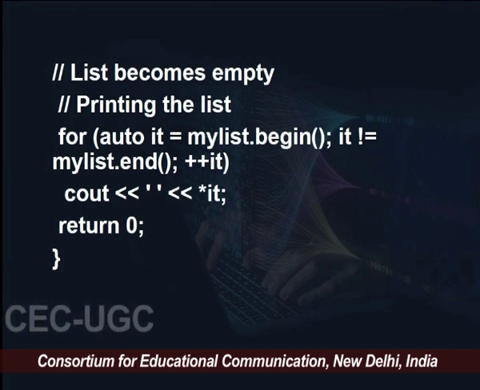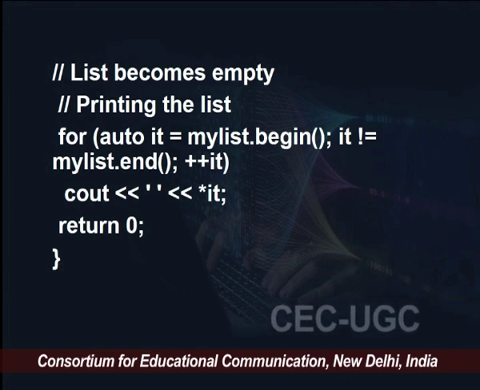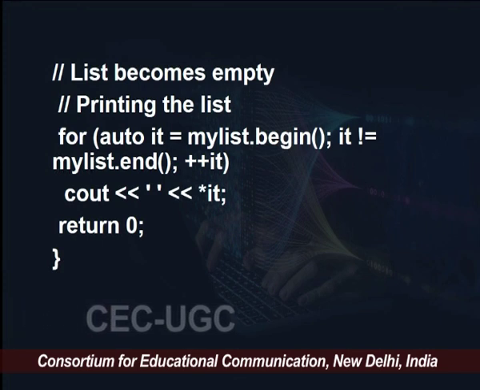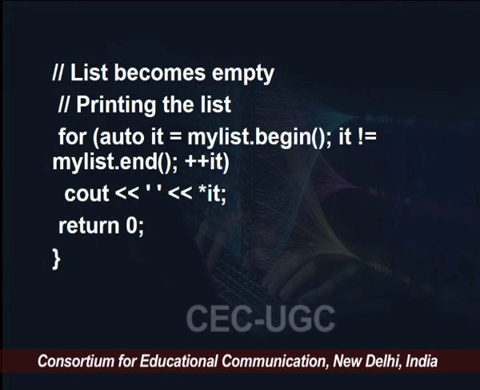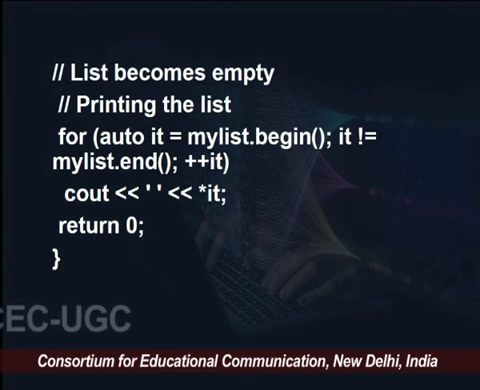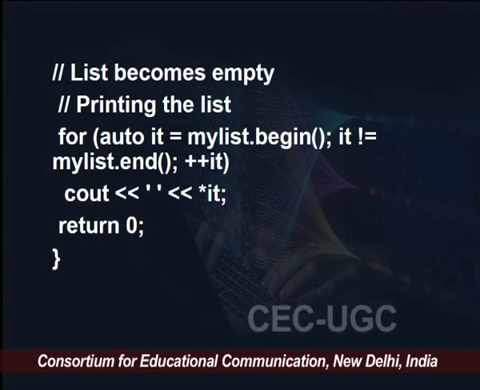If you print the list before and after using clear, before it was 1, 2, 3, 4, 5, and after, if you print this list by using for auto it equals my list dot begin till it not equals my list dot end, plus plus it, this is going to give you an empty list after this clear function.